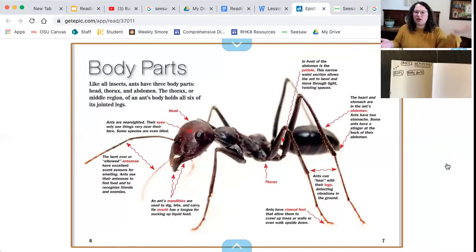So the heading here is body parts. And does that picture go with it? Give me a thumb up or a thumb down. Does the picture go with it? Yeah, it looks like it. We can see the labels. Remember labels? That's another text feature of expository nonfiction. The labels are showing us the different body parts of the ant. So we've got that heading written there. Let's go to the next page.